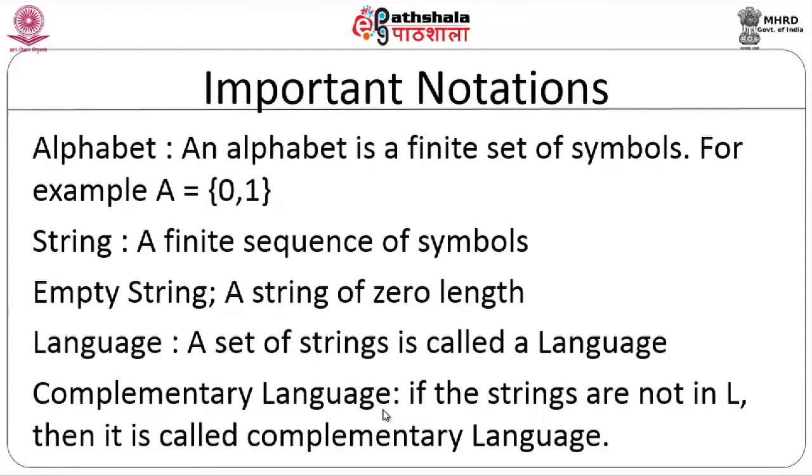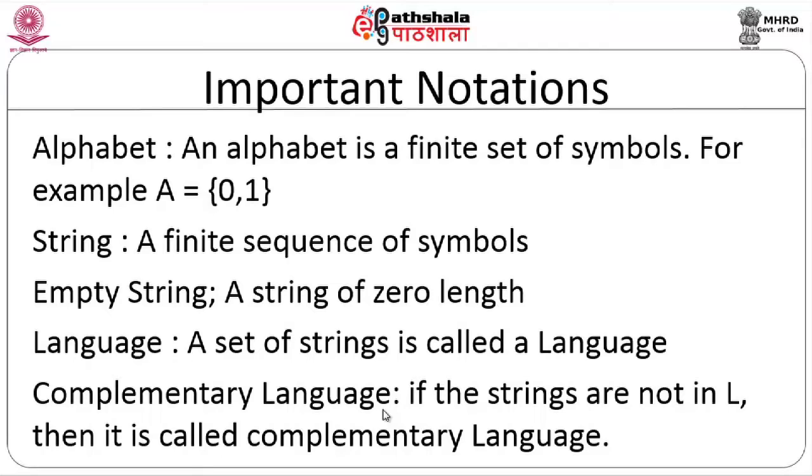So, the ingredients of this proof are certain important terminologies. We should have something called an alphabet. An alphabet is a finite set of symbols. For example, an alphabet can be 0 or 1. Using this alphabet, a string can be constructed. A string is defined as a sequence of symbols. For example, we can say that 00 or 10 or 11 is a string. An empty string is nothing but a string of 0 length.